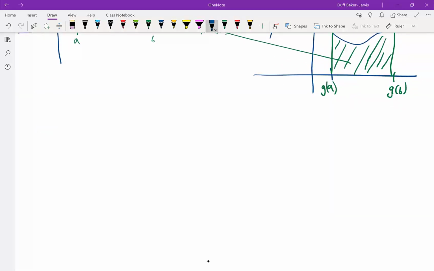Okay, so let's start with some indefinite integrals, and then we'll get to some definite ones in a little bit. So here's the one I started with.